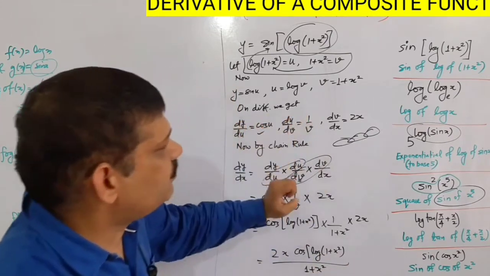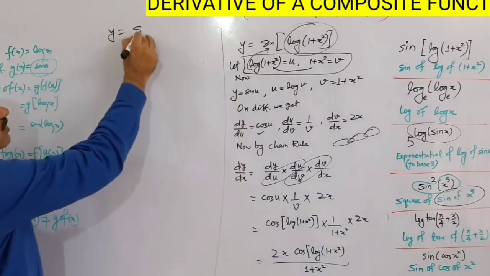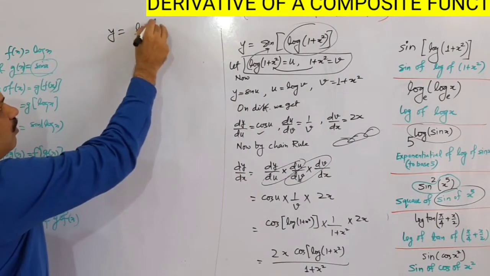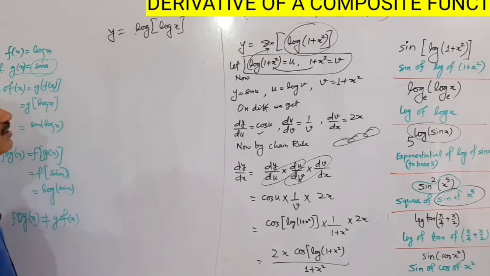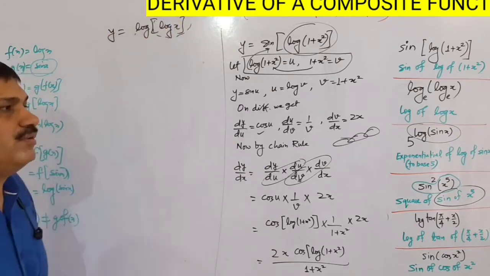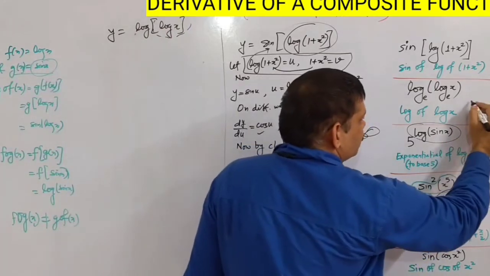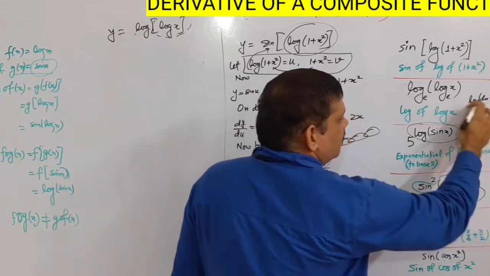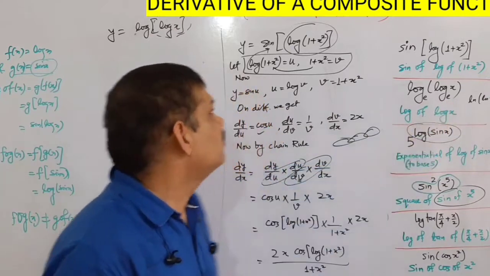So this is how we do it. Now we take this. This is very simple. y is equal to log of log x. It is read as log of some variable to the base e. It may be written as ln. In printed books you will find it as ln x. That means natural log. Here I have mentioned the base e.